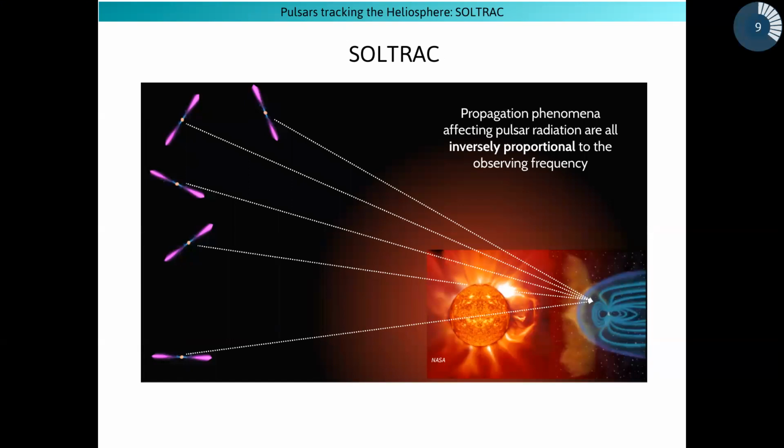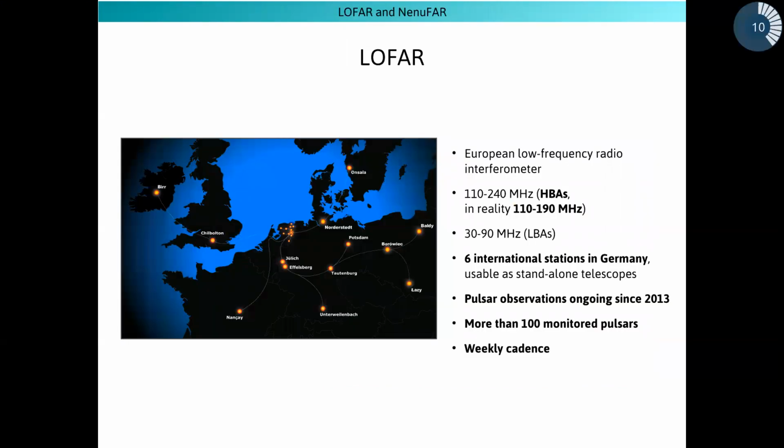The propagation phenomena, including dispersion and Faraday rotation, are inversely proportional to the observing frequency. And this is why such effects can be measured and studied very precisely when using low-frequency observatories. This is also why we are using, for example, LOFAR, the Low-Frequency Array, which can observe below 250 megahertz. But for this project, we are using the subband between basically 100 and 200 megahertz.